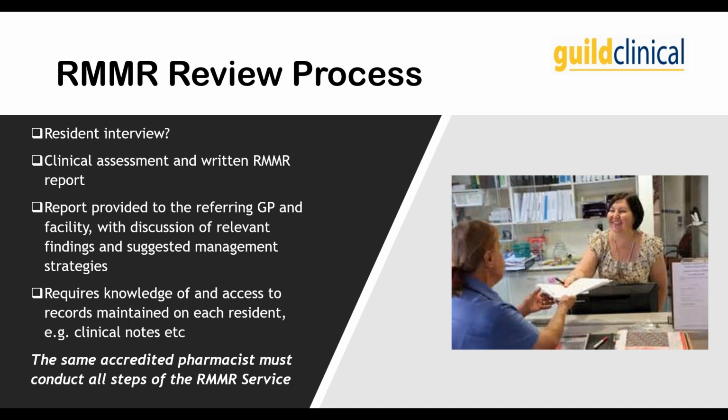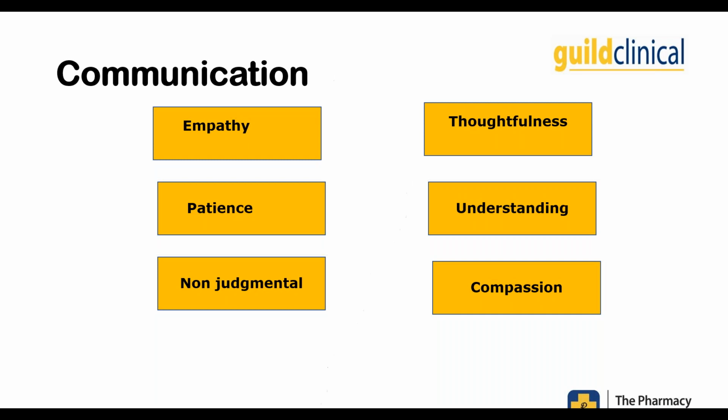To do all this requires knowledge of, access to records on each resident, but the same accredited pharmacist must do all the steps. Just a reminder about the communication needed in RMMR. You need to be empathetic to both residents and staff and be thoughtful about gaining information. You must also utilise the skill in non-judgmental language. If, for example, you found the charts weren't signed, what would you say?